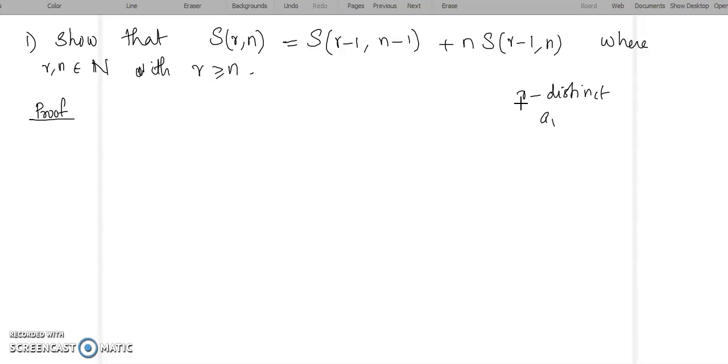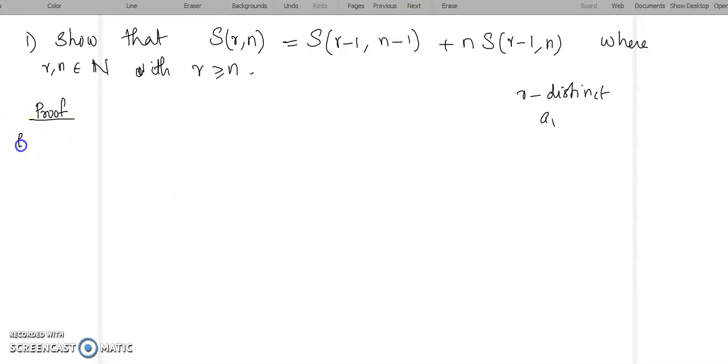So we will look at the number of ways in which A1 occurs as the only object and the number of ways in which A1 occurs with the other objects. Those are the only two possible cases with respect to A1. When you add up these two cases, we get S(r, n), and using that we will show the recurrence relation.